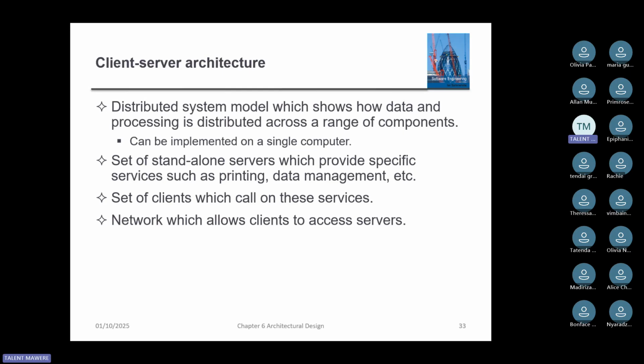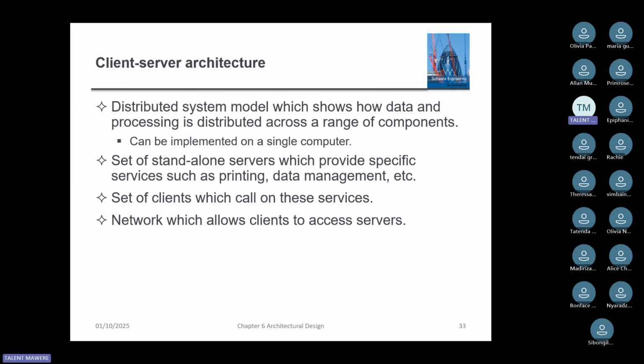with the distributed system models, they show how data and processing is distributed across a range of components. Of course, these different components can be implemented on a single computer or they can be implemented on multiple computers. Standalone servers provide specific services, there is a set of clients which call on these services, and then we have a network which allows clients to access servers. These are the components that are in a client-server architecture.